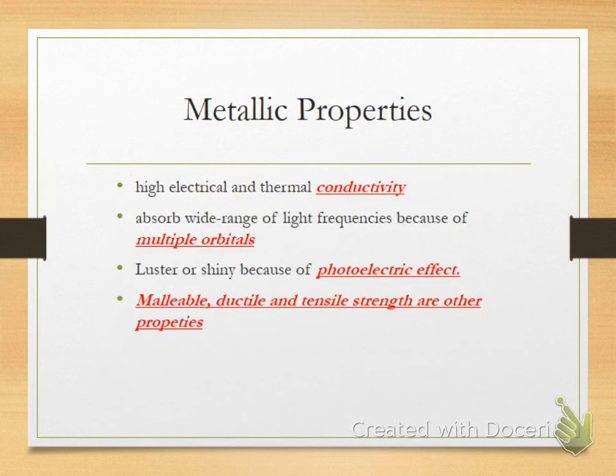The properties are your classic metallic properties that we're used to. Malleability, ductility, tensile strength, things like that. They have very high electrical and thermal conductivity, and it's because those electrons are able to freely travel throughout all of the atoms. They absorb a wide range of light frequencies because many of them have d orbitals, so they can absorb a wider range. And then they're lustrous or shiny, because of the photoelectric effect. So when you see a metal shining, it's actually because photons are being emitted off. Photons, not electrons, excuse me. That was a big misspeak.